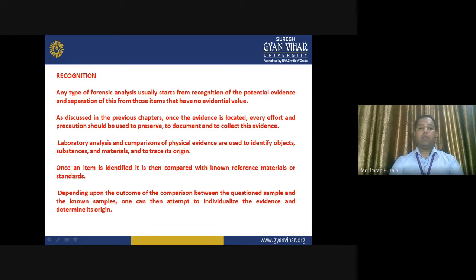Depending upon the outcome of the comparison between the questioned sample and the known samples, one can then attempt to individualize the evidence and determine its role. So eventually you can place everything in order, according to the value by which they are known to be highly useful and highly effective as forensic evidence.